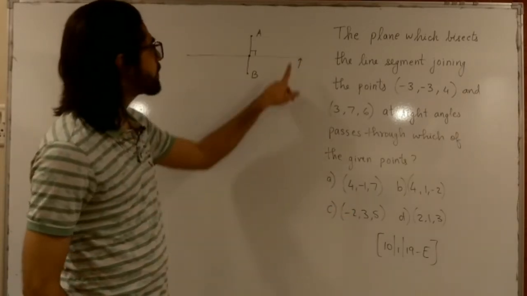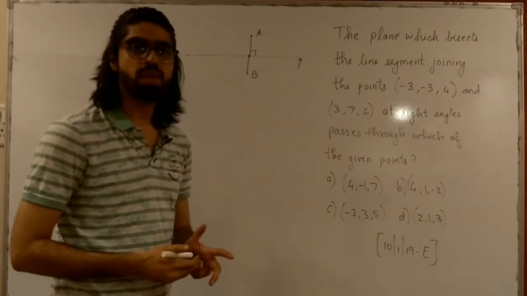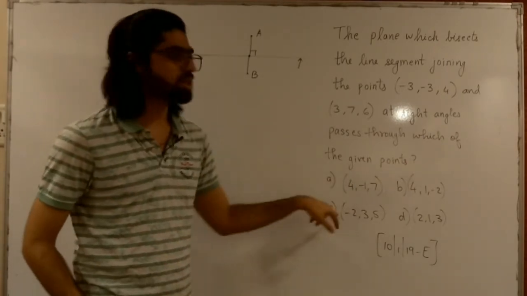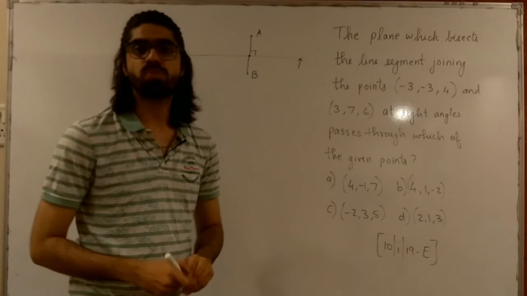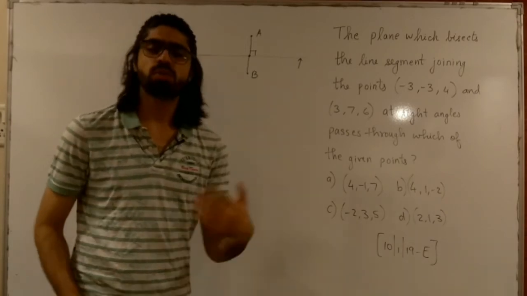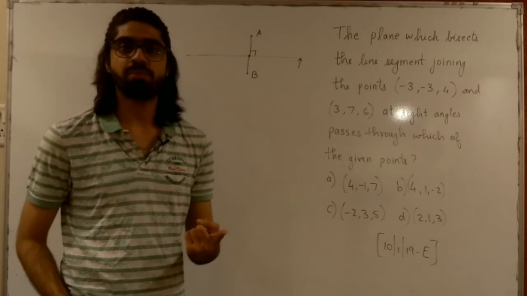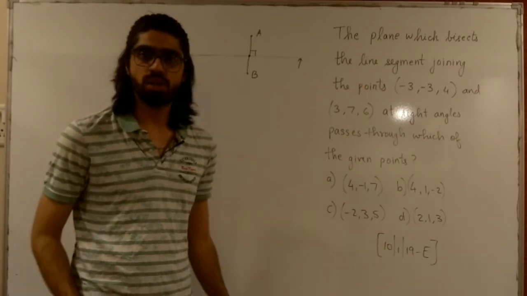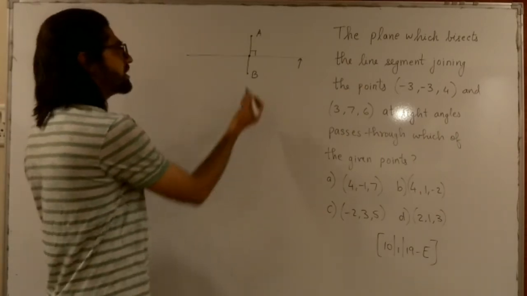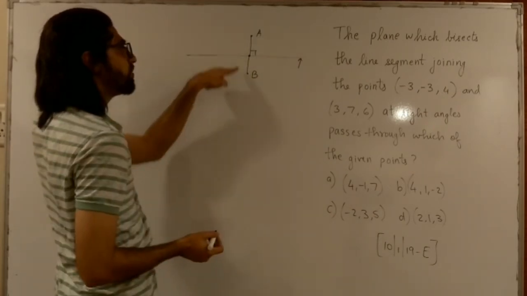So all you need is the equation of this plane, and after you get the equation of this plane, you just need to substitute the points and check which point satisfies the equation. To get the equation of your plane, you need 2 things: a point through which the plane passes and a vector perpendicular to the plane. It's very clear that the plane is passing through the midpoint of A and B.